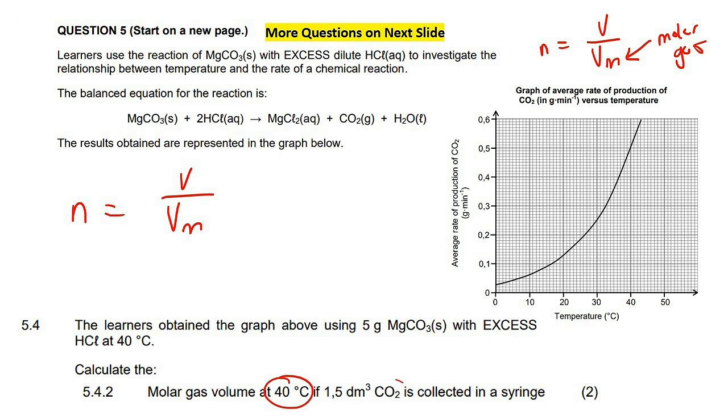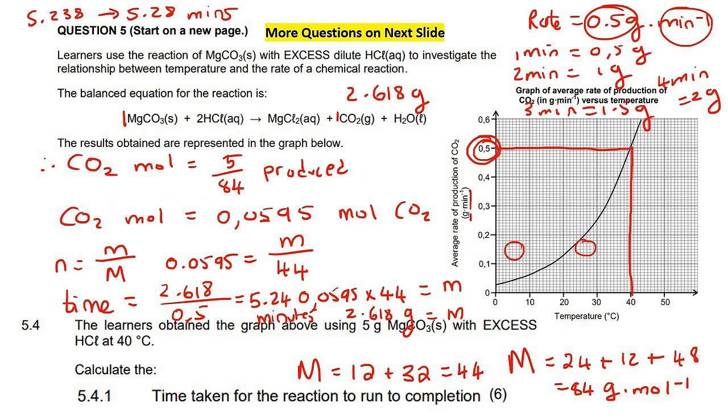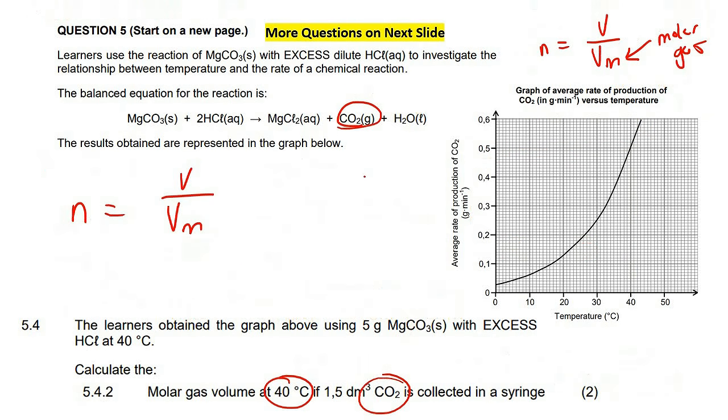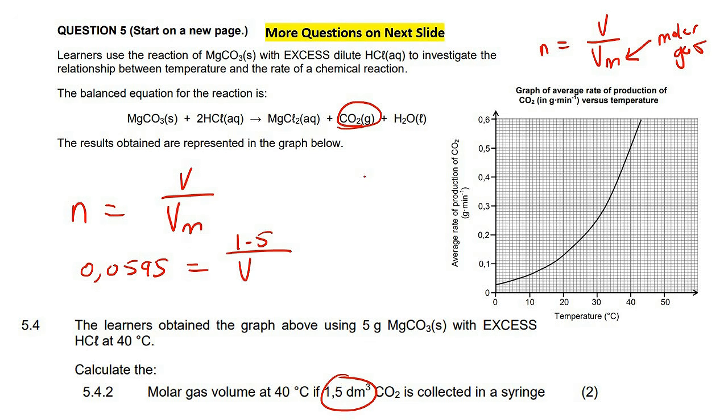They're talking about CO2, so we know how many moles of CO2 we produced. In the previous question, we had it over here: 0.0595. You might have a different rounded value. The volume that we collected was 1.5. And then we can calculate the new Vm at 40 degrees. And so to do this, you would take this to the left-hand side.